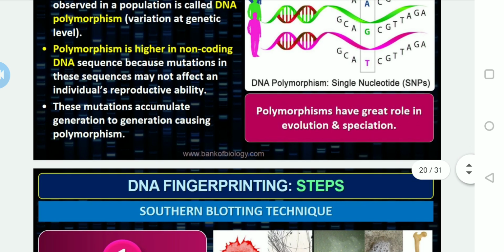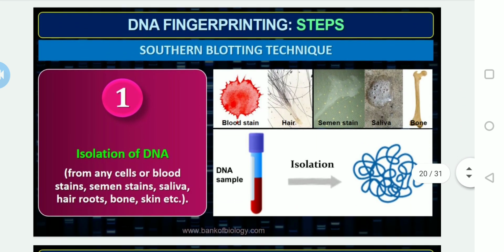After this, the question arises, how will we perform this process, or what are the steps involved in DNA fingerprinting technology? So DNA fingerprinting technology is generally also known as the southern blotting technique, because nowadays whatever we are using is this technique, so that is a popular one, the southern blotting technique. You can also ask me, sir, what is the southern blotting technique?